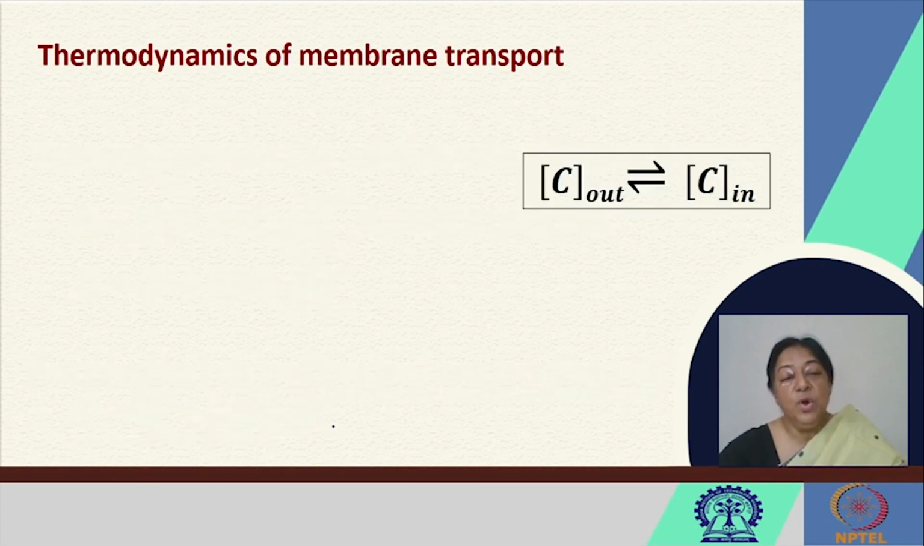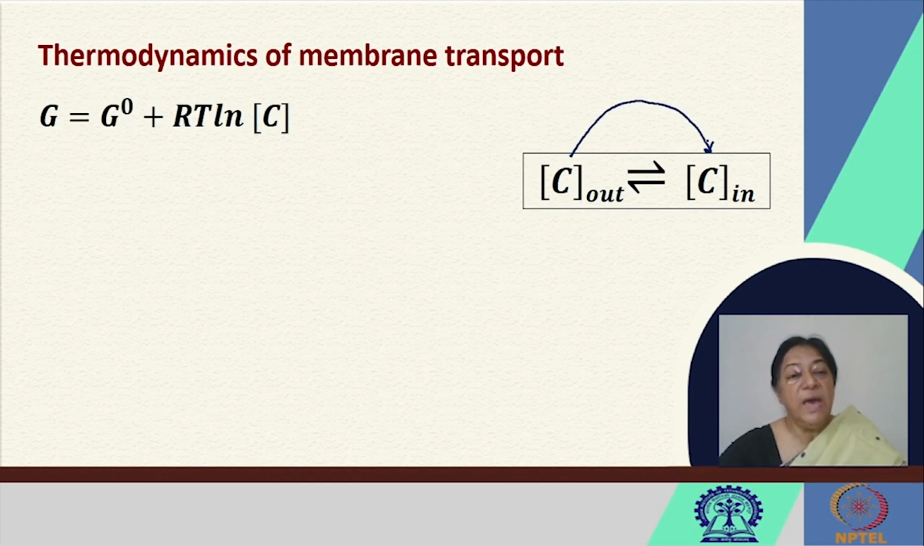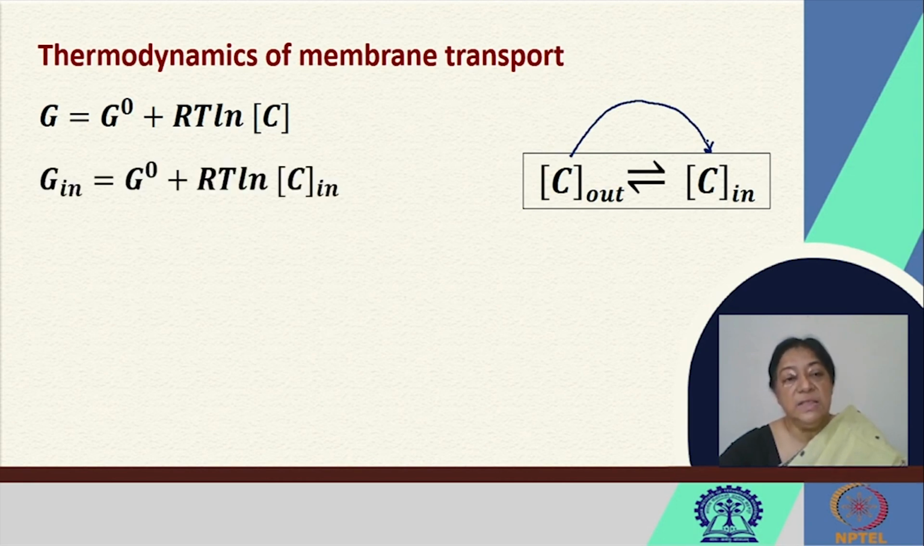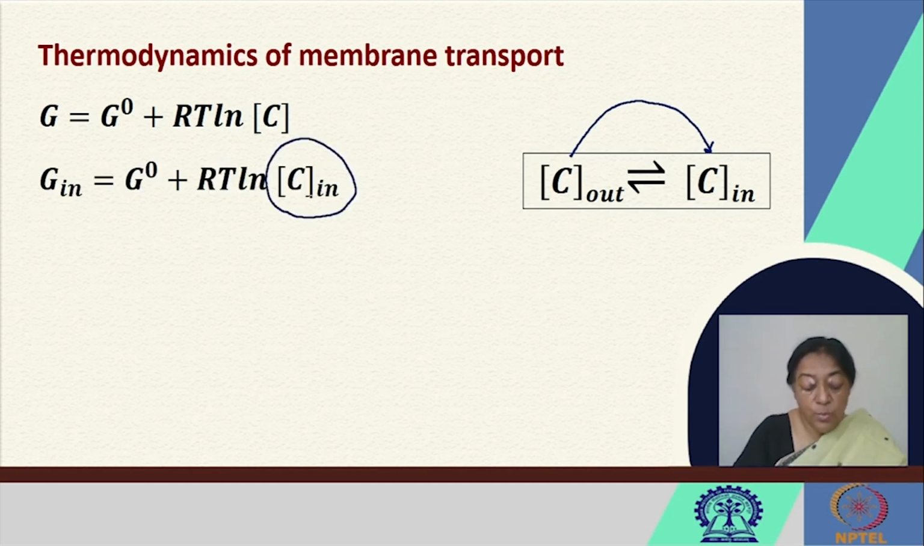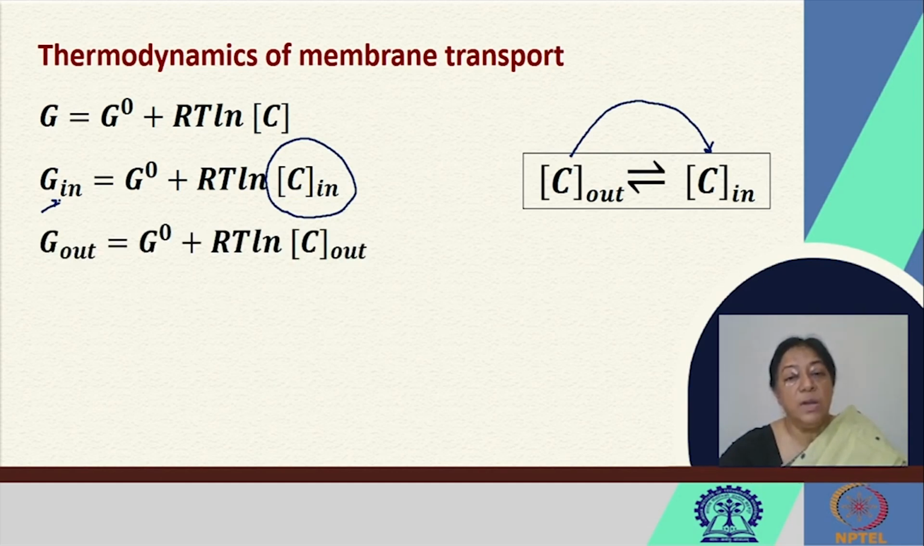Now, if we look at the transfer from a certain concentration outside the cell to a specific concentration inside the cell, then we have our expression that we got from the previous slide: G is equal to G0 plus RT ln C. This means that when we are looking at the concentration inside the cell, we will have a corresponding G associated with the inside of the cell. Similarly, we will have one associated with the concentration of the ion outside the cell.